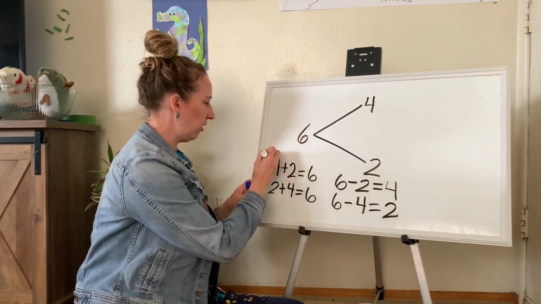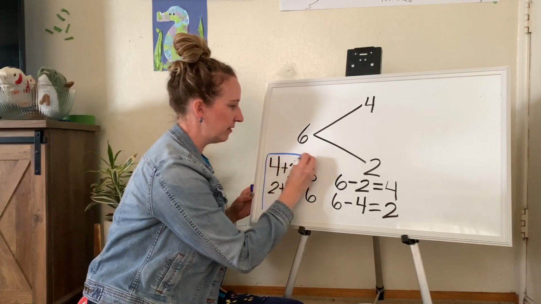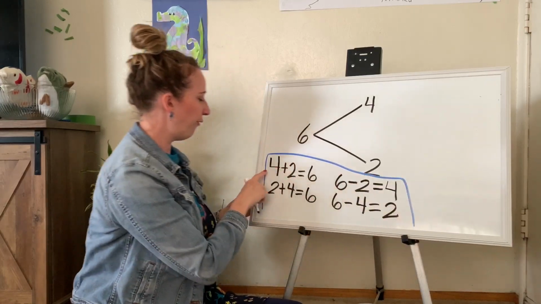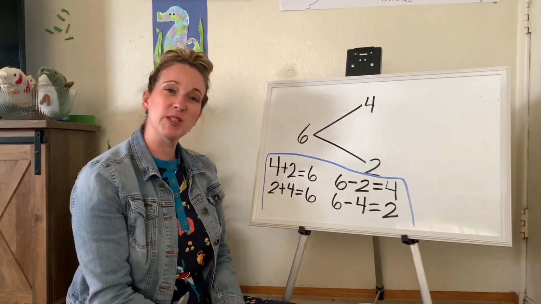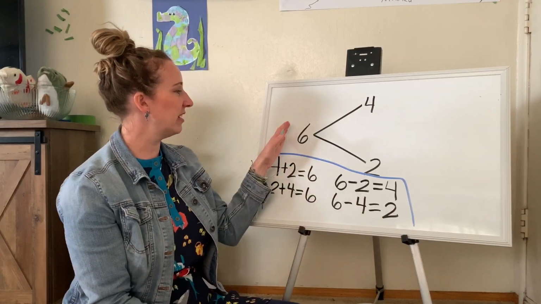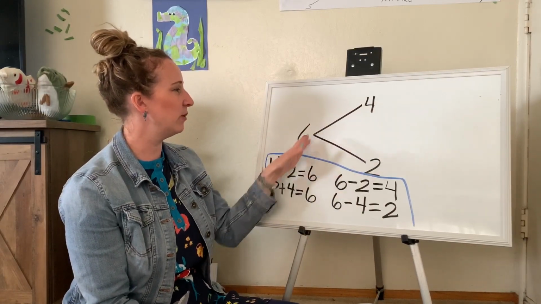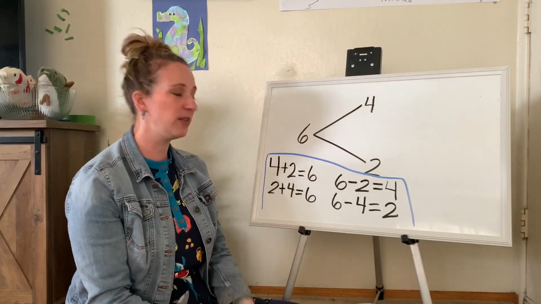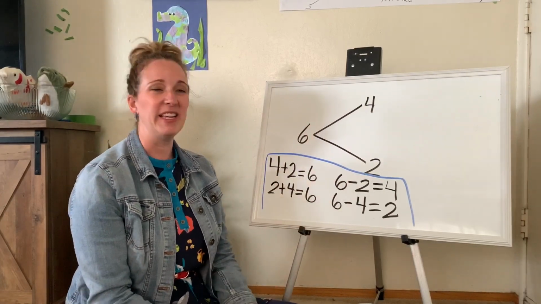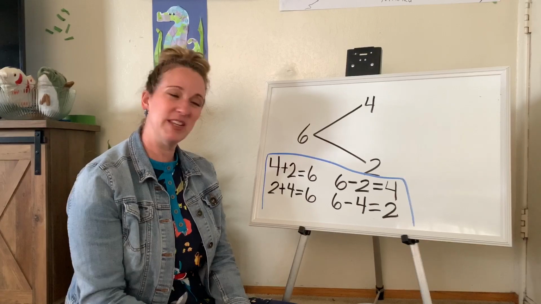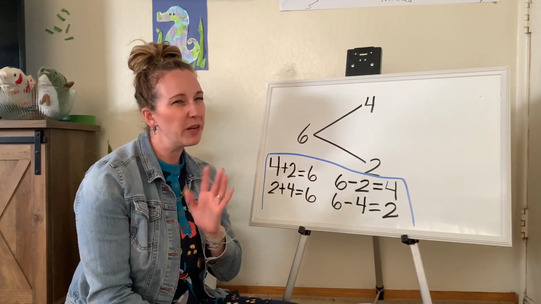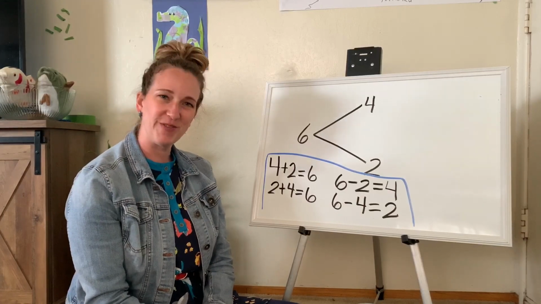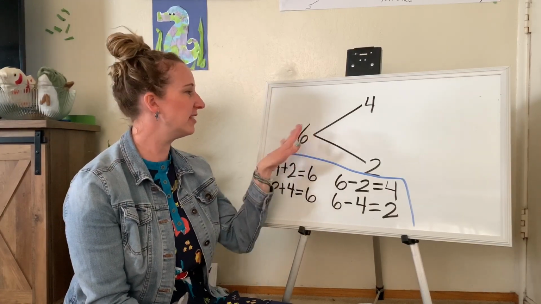So let's look at all these equations. We have 4 different equations here that we were able to write from using the same fact family. We use these 3 numbers and we're able to make 4 different equations. Okay, so this is just a little review, maybe more of an introduction, about fact families. So you can practice this at home.